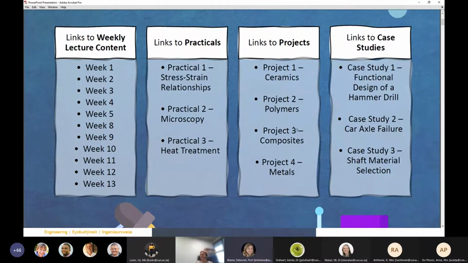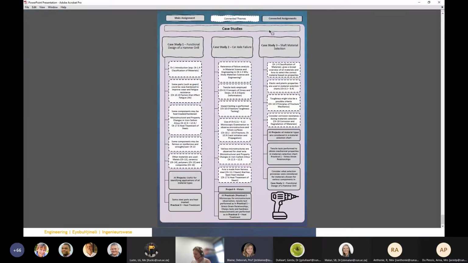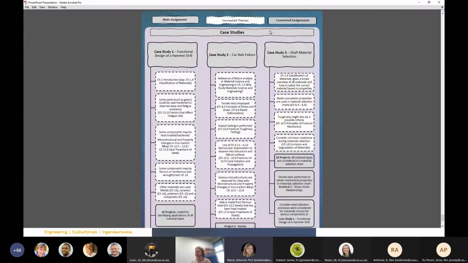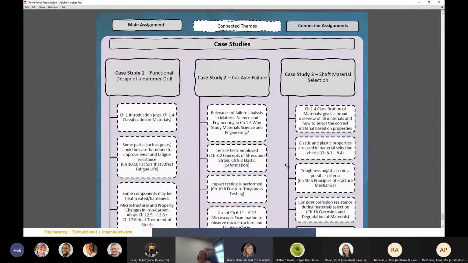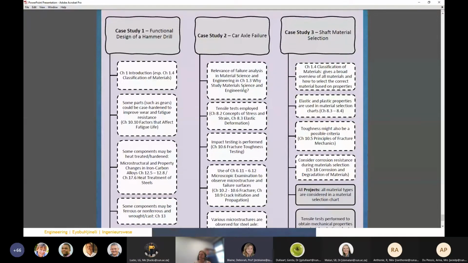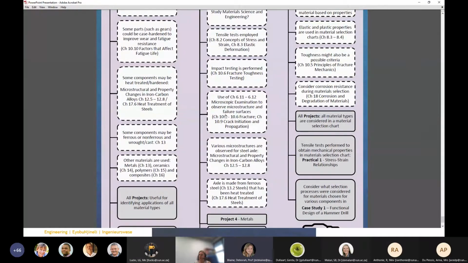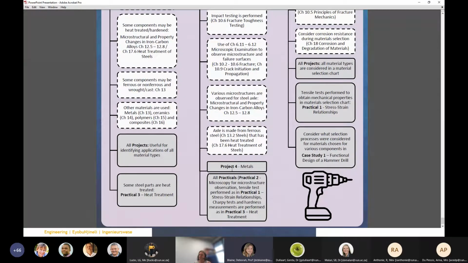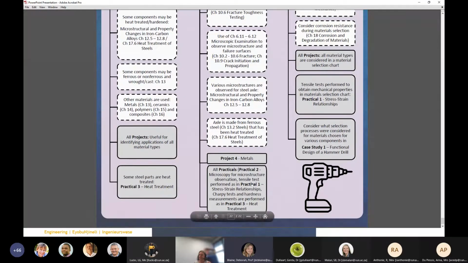And as I'm using the case study as an example, here's an active link. If I click on case study 2, this is what I've got to do. Then I can go and let me make this bigger. And I can see, okay, case study 2 is about a car axle failure. It covers these parts of the textbook over here. It also links up to the project on metals, and it links up to these practicals, and this is the way that it links up.